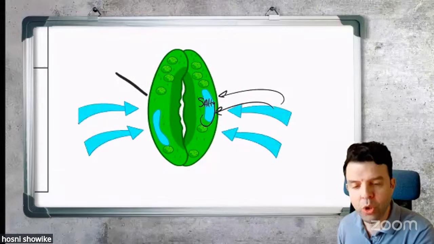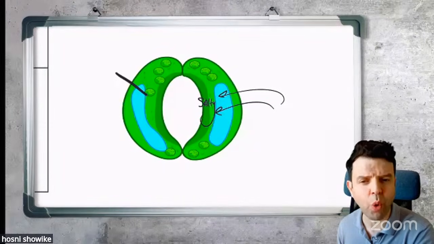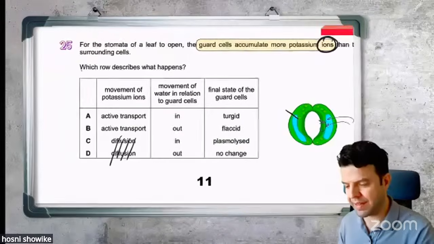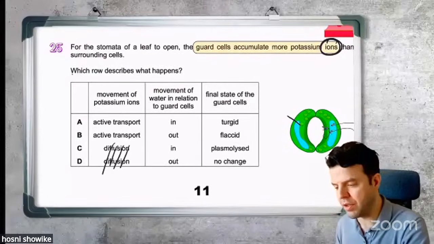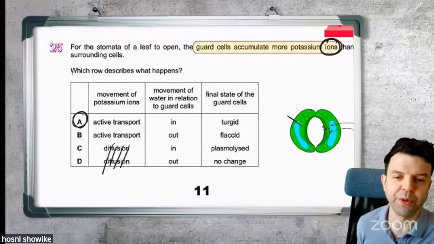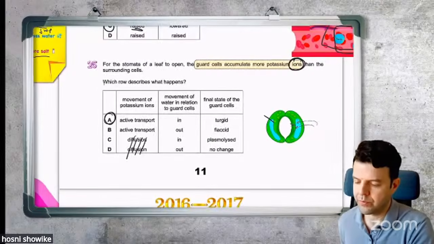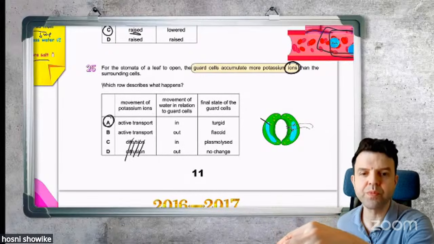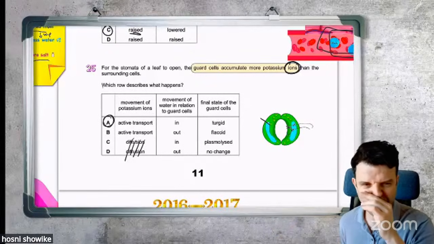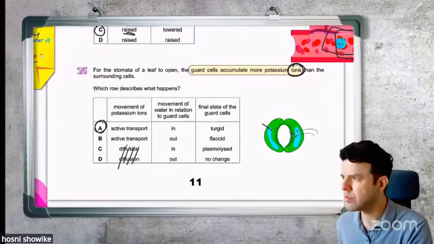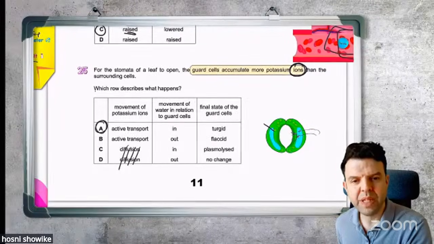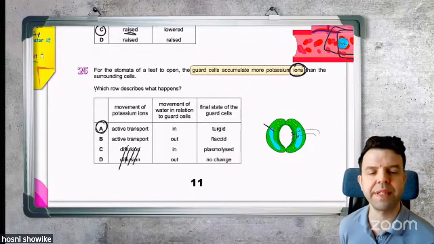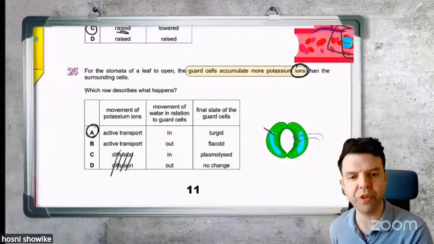Okay? What do I call a cell where it's packed with water like this? What am I going to call this cell? I say that the cell is becoming turgid. Turgid means it's packed with water. Turgid means it has gained water inside. Opposite of flaccid.